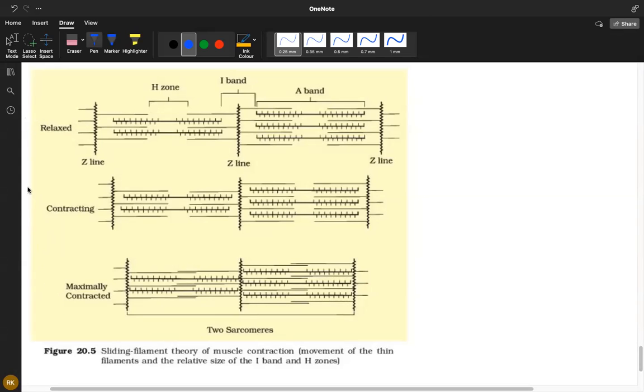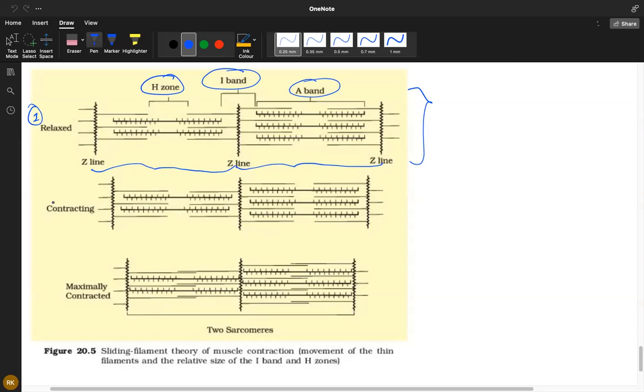Yes, sir. So in the first phase, the muscles are relaxed. So we can see that the H zone and I band are as they are. Then just below that, the A band is also as it is. And the Z lines have a longer distance between them.